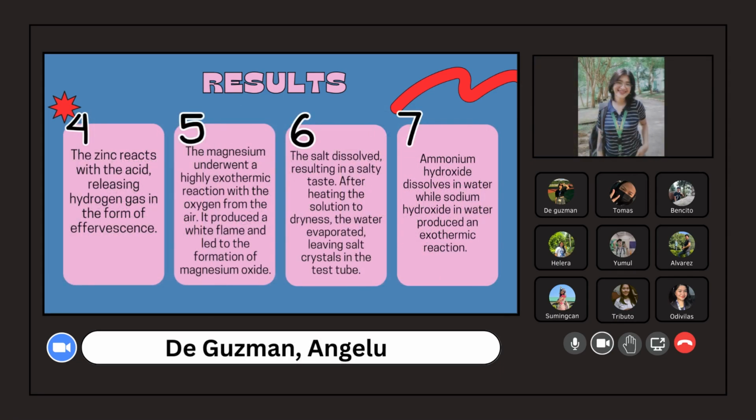When a small piece of mossy zinc is combined with 5 ml of dilute hydrochloric acid in a test tube, a remarkable reaction takes place. The zinc reacts with the acid, releasing hydrogen gas in the form of effervescence. As gas bubbles rapidly form in the solution, the observer can witness the power of this chemical reaction.